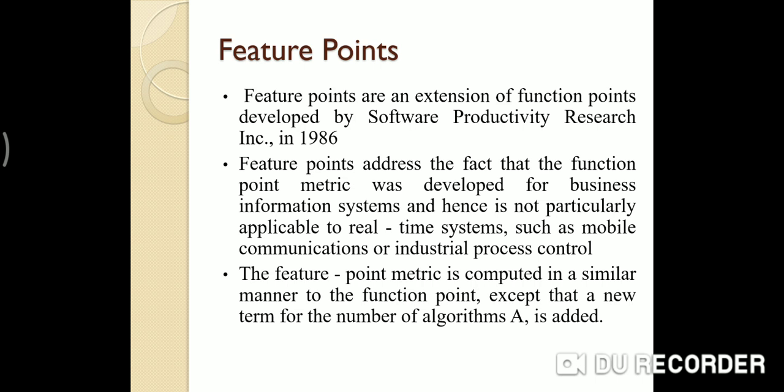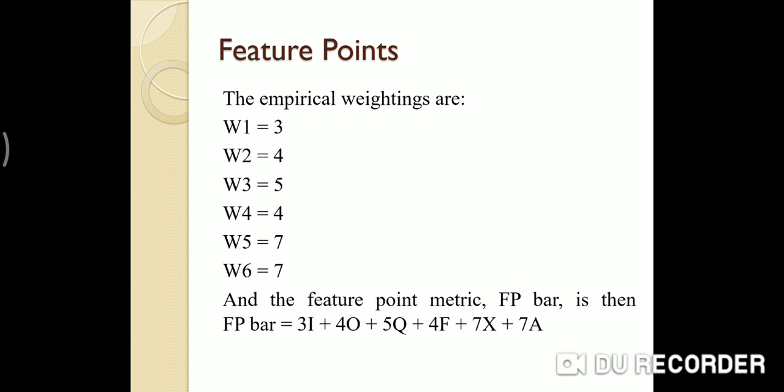Okay, the feature point metric is computed in a similar manner to the function point, except that a new term, number of algorithms A, is added. The feature points are computed by counting the number of domain values and are weighed by only one single weight. So it includes another measurement parameter, that is algorithm.